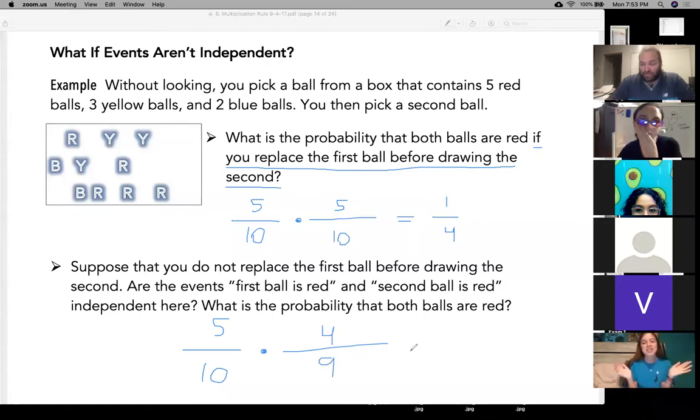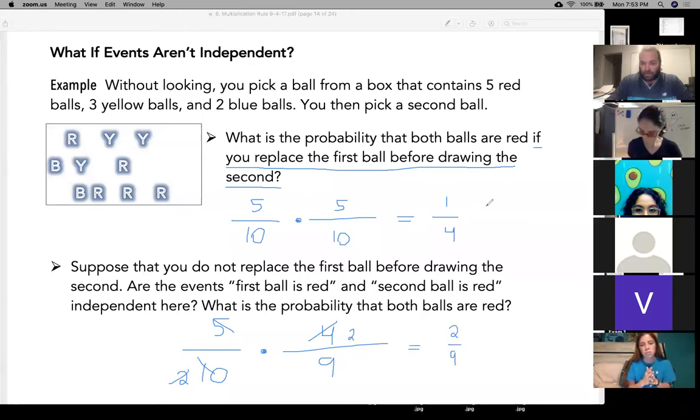Because you took one away, you took one red one away. So there's 4 red left and there's 9 altogether left. 5 out of 10 is 1/2. 4 over 2 is 2. So the answer now is 2 over 9.